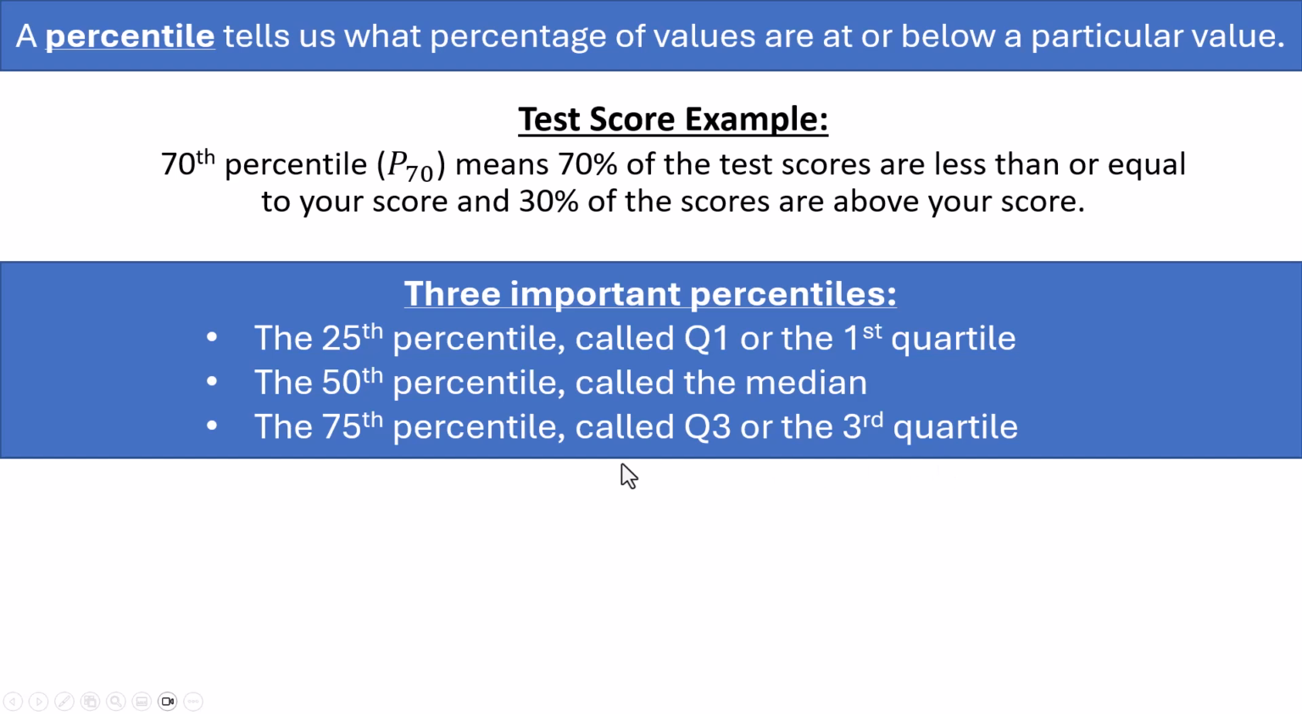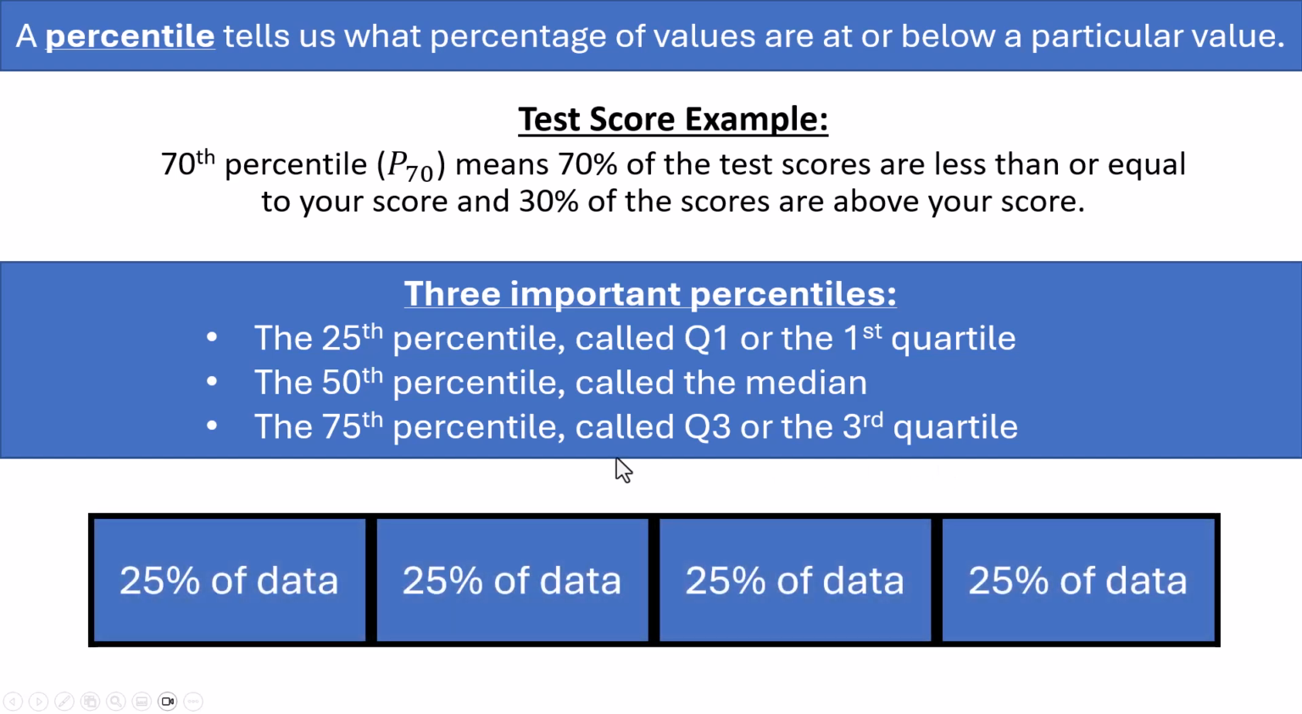And the reason why we call these quartiles is because they split our dataset into 4 quarters. We have the bottom 25% of our data, and then we have Q1. Then we have another 25% of our data, and in the middle we have the median, which is splitting our dataset into 2 halves. And finally, we have the third quartile, which is at the boundary of the 75th percentile.